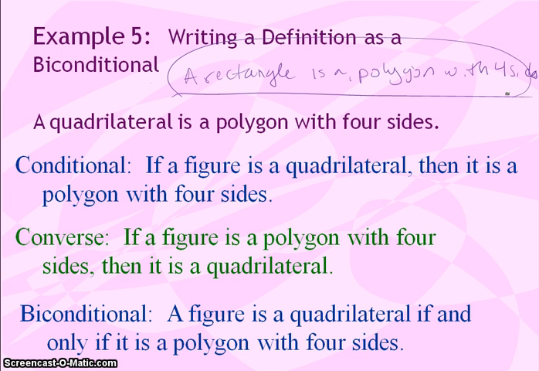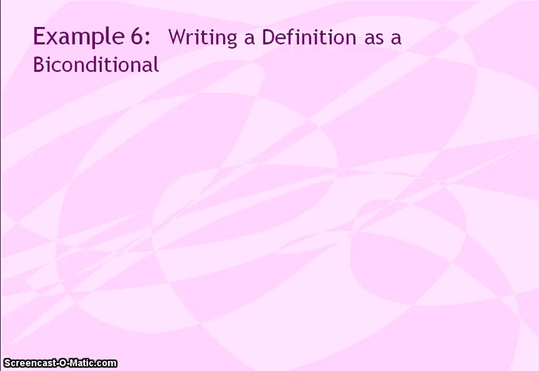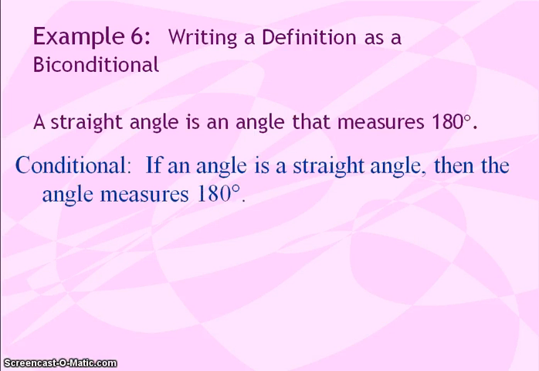A rectangle is much more than a polygon with 4 sides. It has to have 4 right angles. It has to have 2 opposite sides congruent. There are a lot of other things. So that's why thinking about definitions in terms of biconditionals makes you be precise and develop a good definition. Okay, let's look at another one.